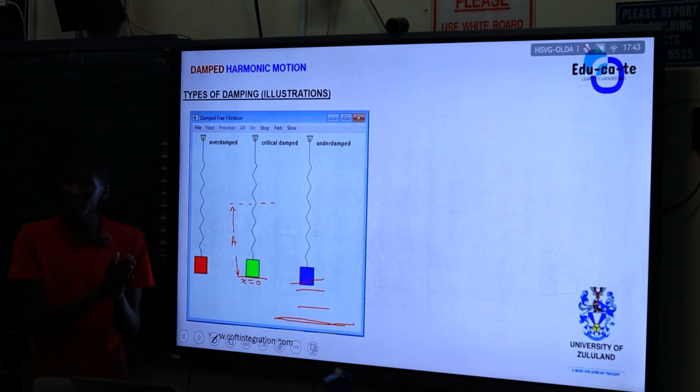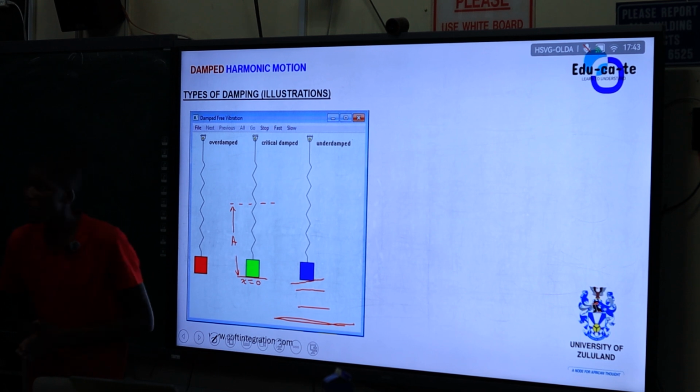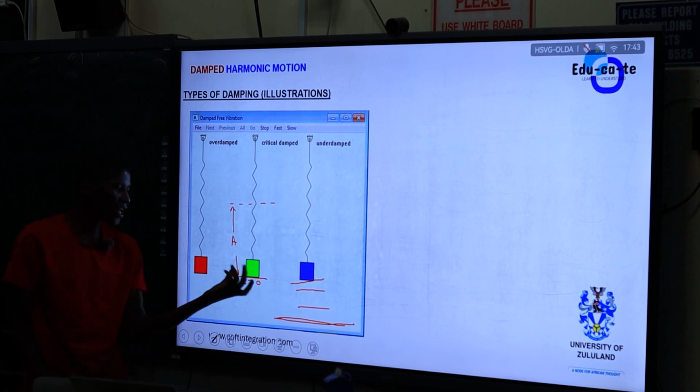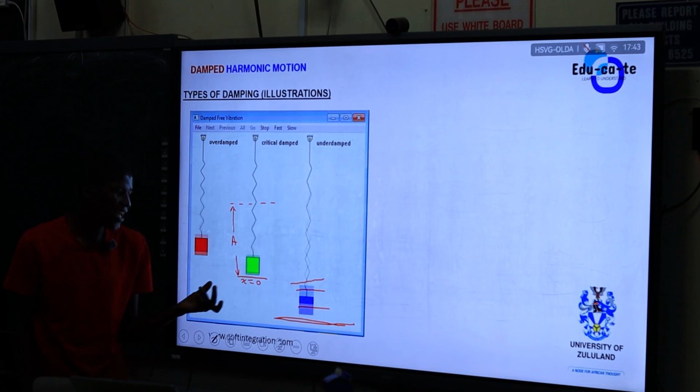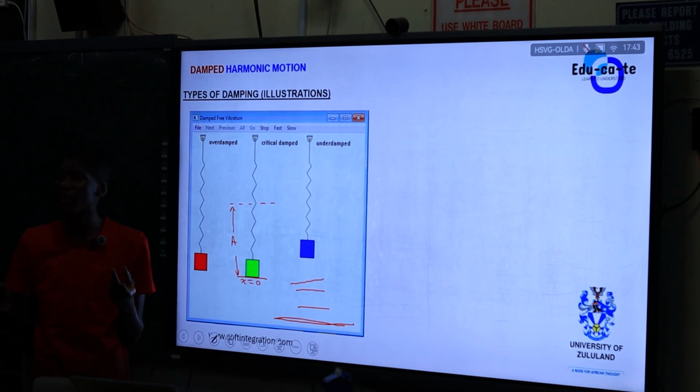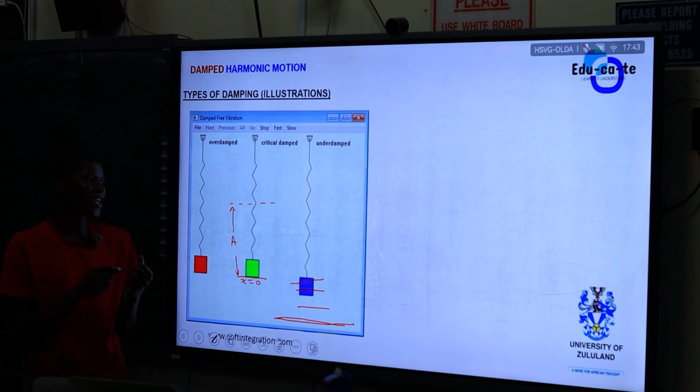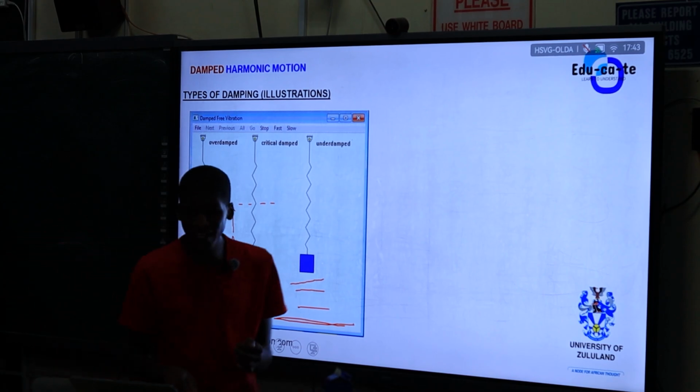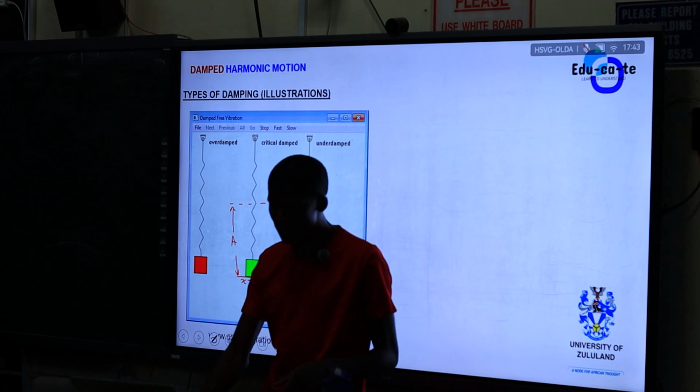It's known as what? Critical damping. So this happens if the natural frequency, omega naught squared, is equal to what? To gamma squared, which is the resistance. That's known as critical damping.